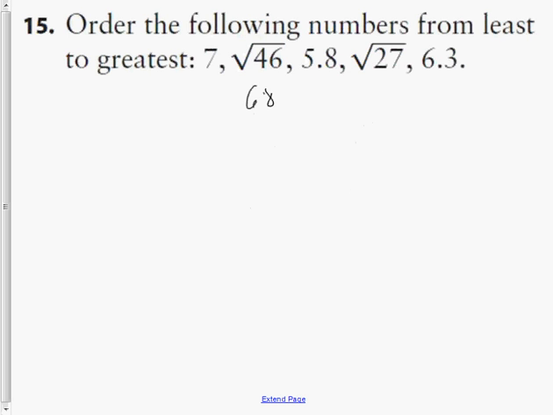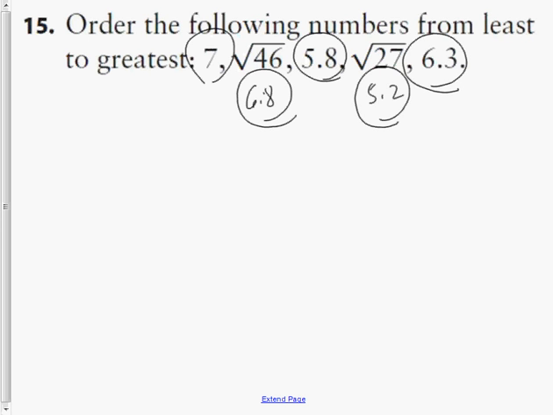That's 6.8. That's 5.2. So therefore, from the least, this would be the smallest. This would be the next smallest. This would be the next smallest. This would be the next smallest. And this would be the greatest.